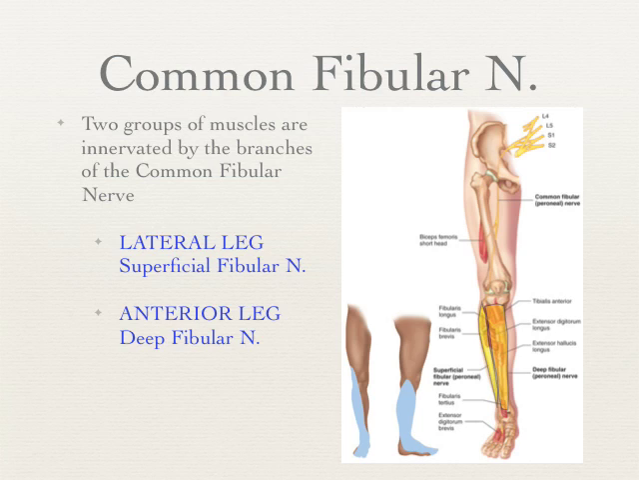There is one exception between the tibial and common fibular nerves, though. And it shows in the picture right here. The biceps femoris muscle actually has two parts to it, a long head and a short head. The long head part is what belongs to the tibial nerve. The short head part of the biceps femoris is innervated by the common fibular nerve. So short head of biceps femoris is the exception here. Since it's biceps femoris, it should be tibial nerve, but instead it's common fibular.